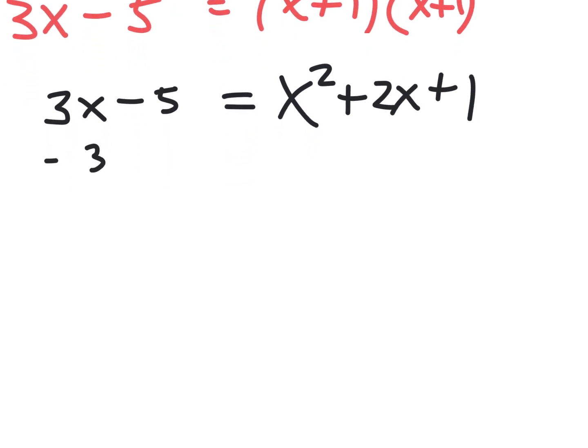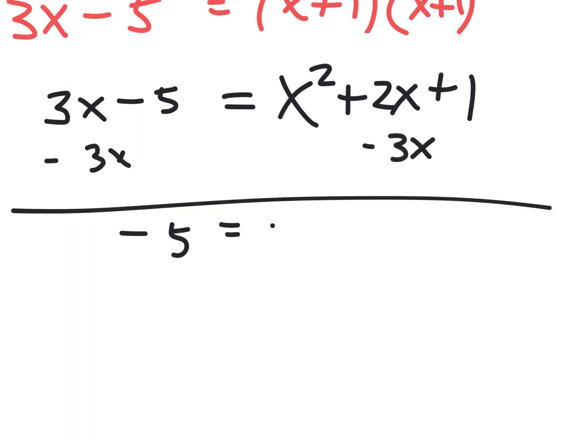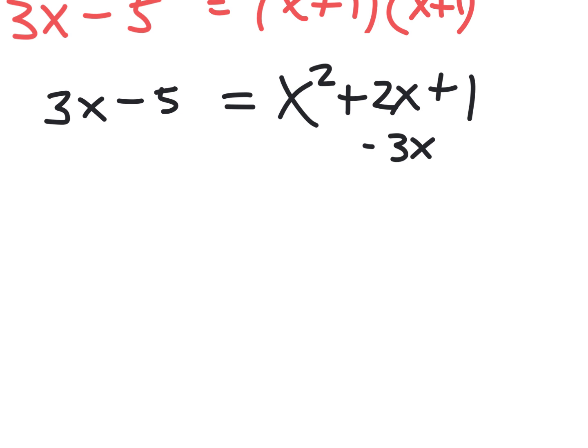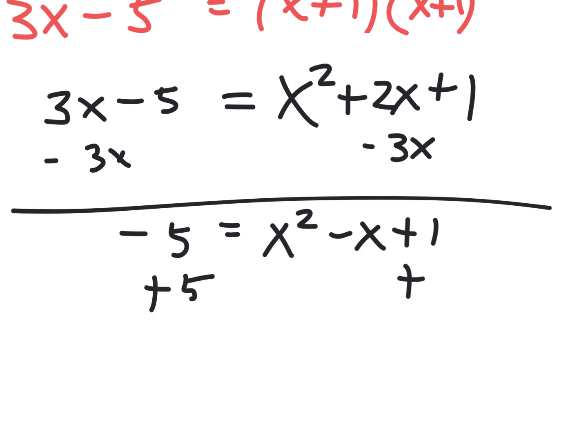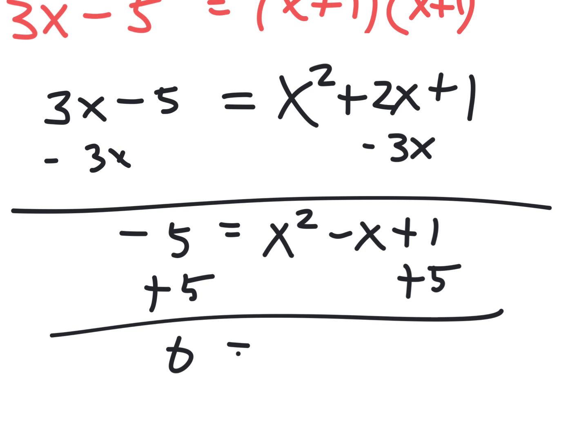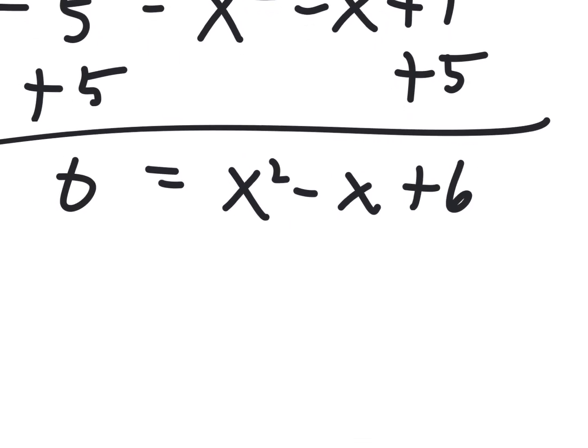Then I'm going to subtract 3x from both sides. And I get negative 5 equals x squared minus x plus 1, and then I add 5 to both sides. Remember, we're in the process of setting it equal to 0. X squared minus x plus 6. And that's painfully close to being able to be factored, but it won't factor. Or will it? Maybe it will. No. I think if it had been a minus 6, I think it would have factored.